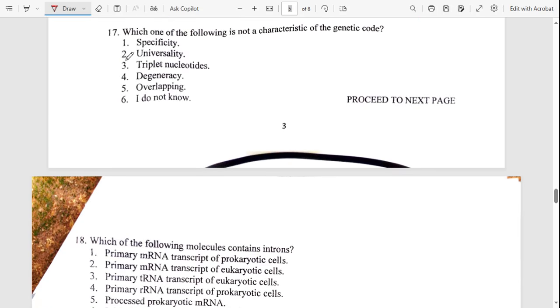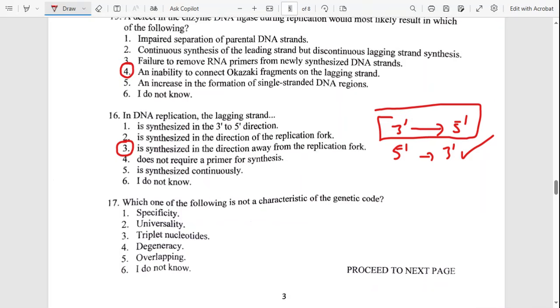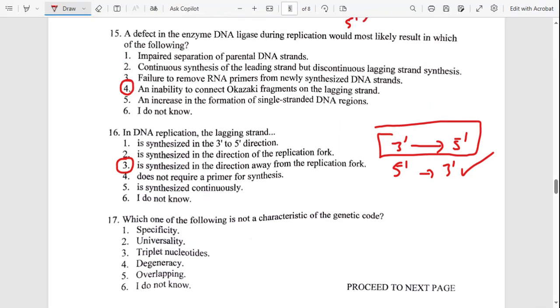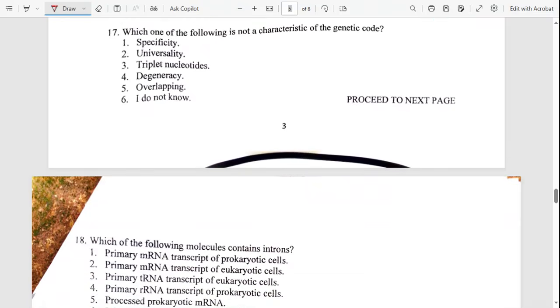Number 17 is saying which of the following is not a characteristic of the genetic code? Yes, please. Yeah, according to the question you have explained, so how possible like when you pick one, they could not even. If you pick one, it's wrong. Yes, in this case. If you pick it, it's not correct.